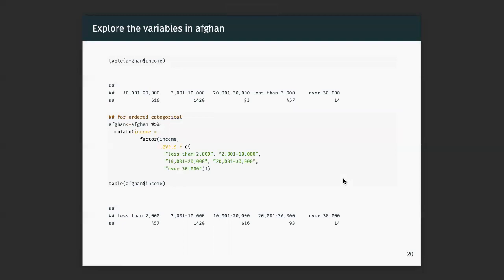Okay, next here's our income. And again, this is categorical, right? We saw that it was reported as ranges. So we're just gonna do a frequency table to look at how many are in each category. We could do a bar plot here too, that would work fine.